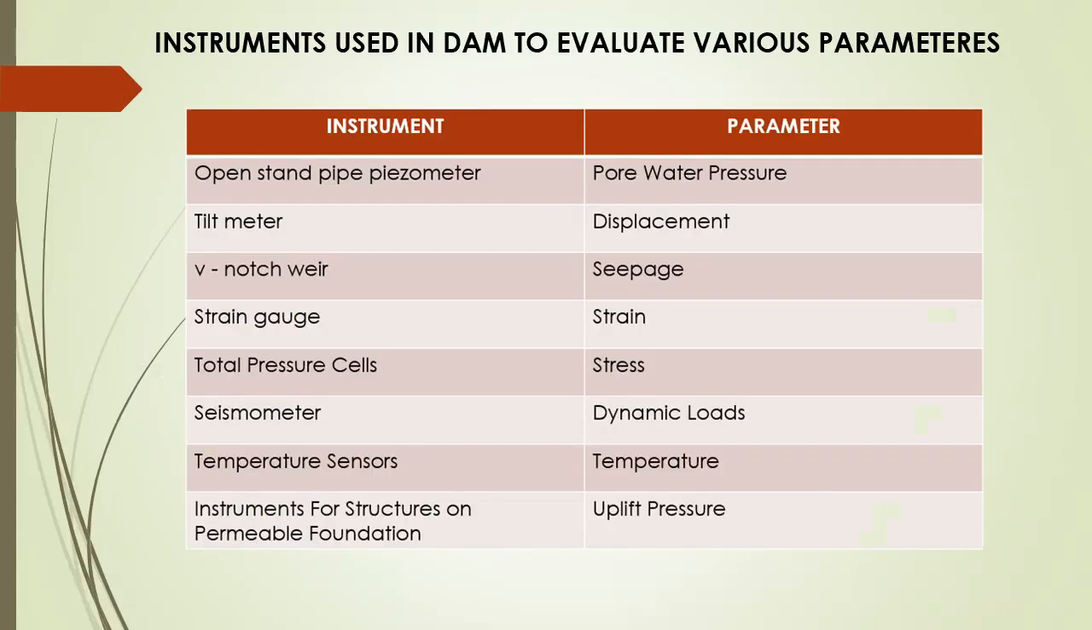In this portion, we can see different instruments which can be installed in a dam, and the functions to be performed by those instruments in analyzing the performance of the dam. It is provided in tabular format, with the instrument in one column, and the corresponding parameter measured by the instrument in the next column.